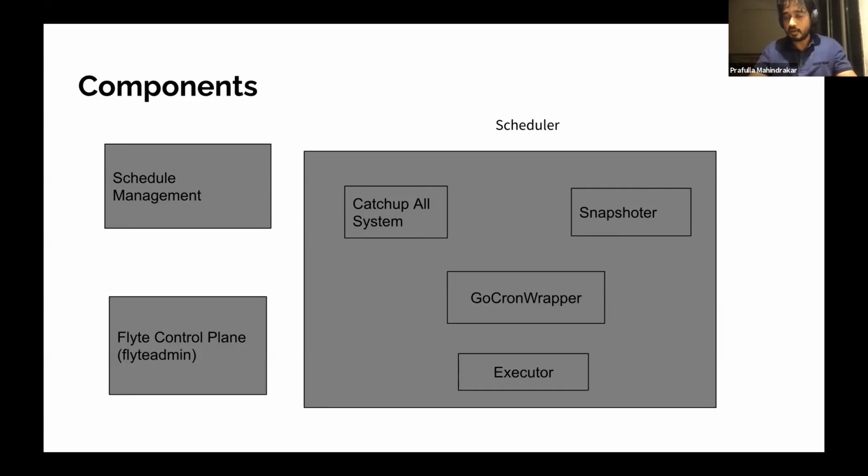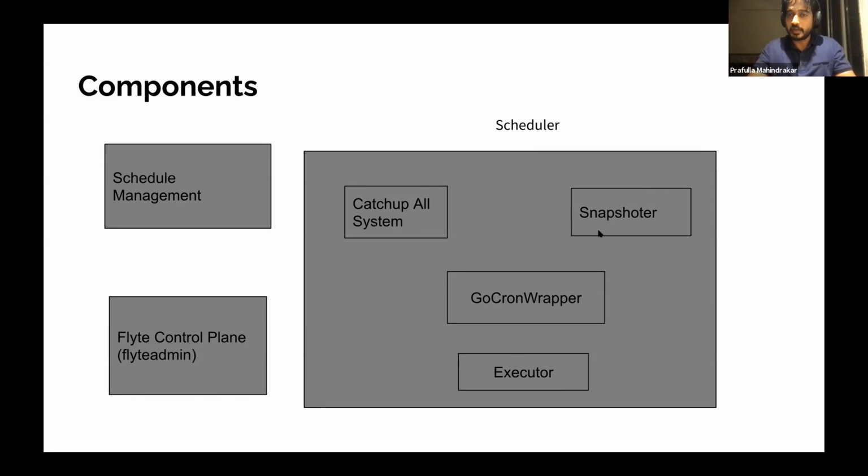And this map of the schedule and timestamps is then saved periodically into the DB, so that let's say the scheduler goes down for a few hours, you can still come back and read the snapshot and try to catch up on those schedules.